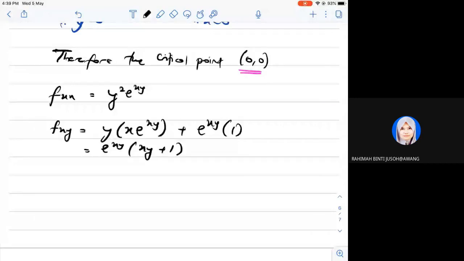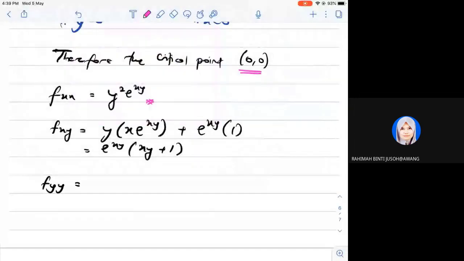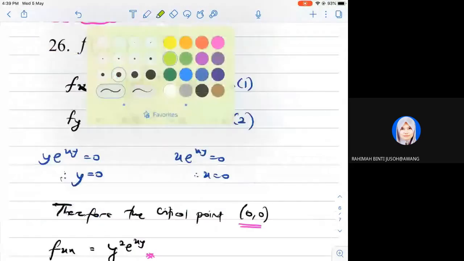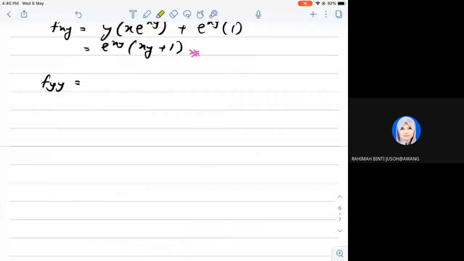Okay, next kena cari fyy. So fyy, you differentiate yang ni pula terhadap y. Do we need to use the product rule? No. So it becomes x square exponent xy. Very good. So it becomes x squared exponent to the power of xy. Okay, dah dapat ni. Jom kita tengok kita punya D.